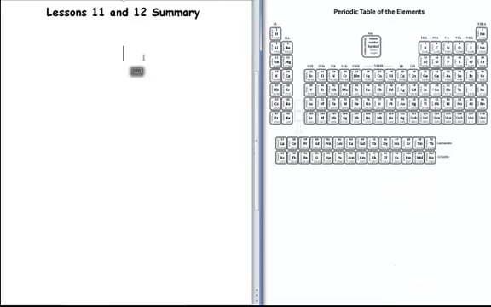Welcome back. Since lessons 11 and 12 go together very well, we're going to discuss them together here. You were introduced to the quantum mechanical model of the atom. You know that there's no one scientist who can claim responsibility for creating this current model of the atom that we go with. It was the cooperative efforts of quite a number of scientists over a few years.